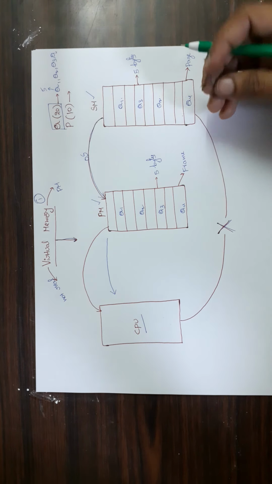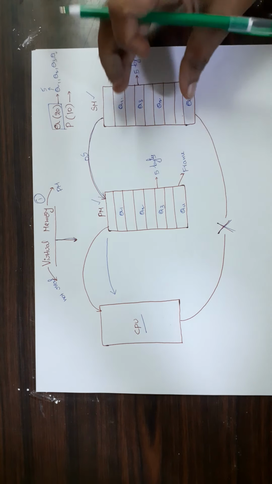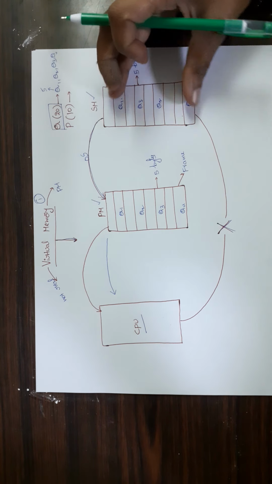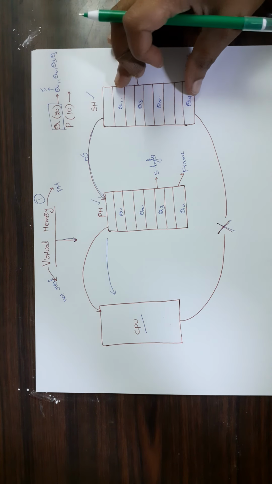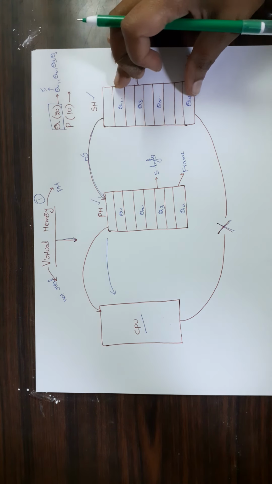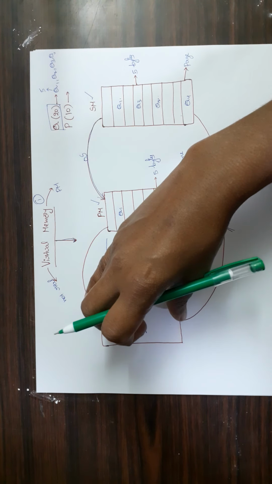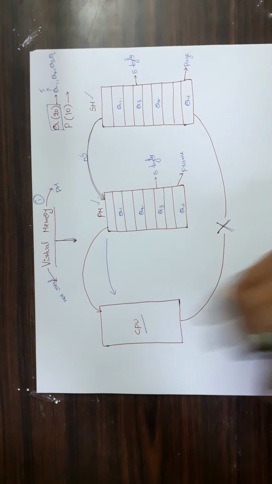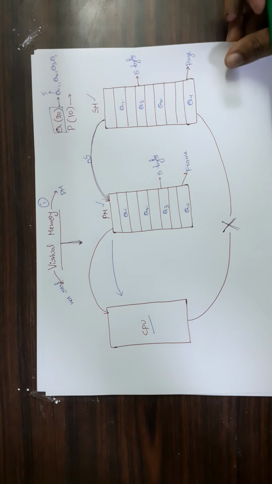So here we don't have any problem, because in order to execute any process, that process should be brought from secondary memory to the primary memory. Now the entire process data is brought from secondary memory to the primary memory. So now the CPU can access the data and can execute it. So here we don't have any problem. Now we will take another scenario.